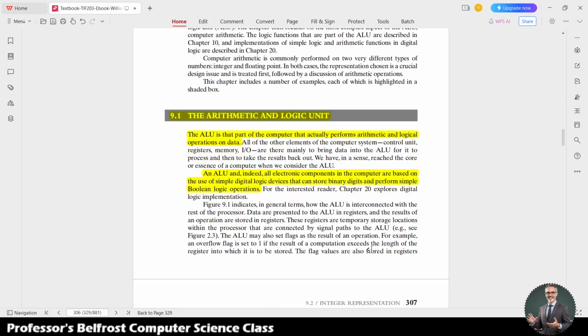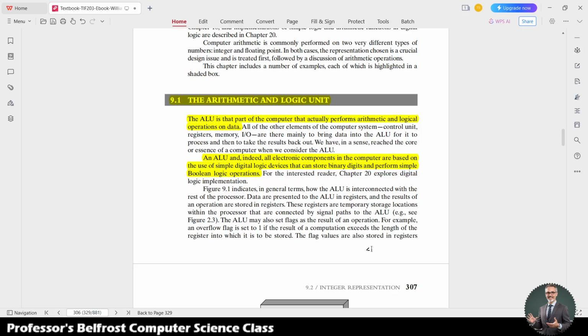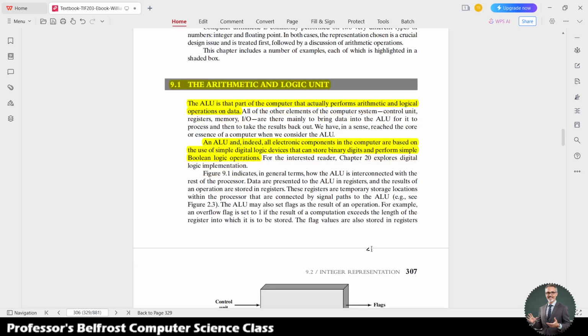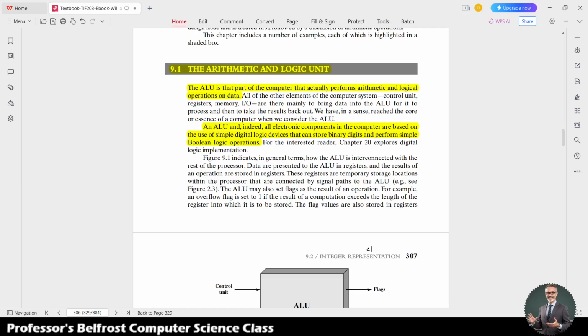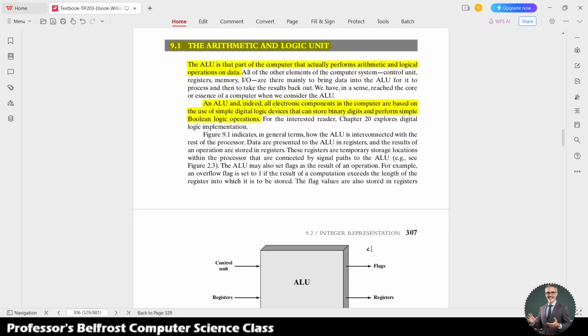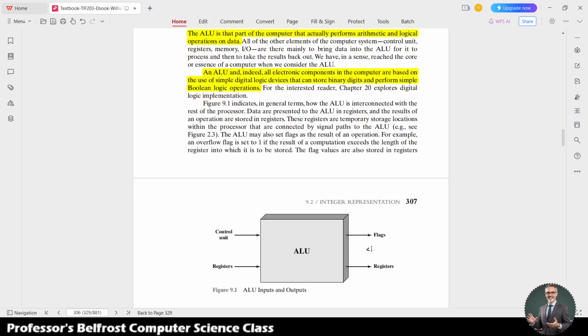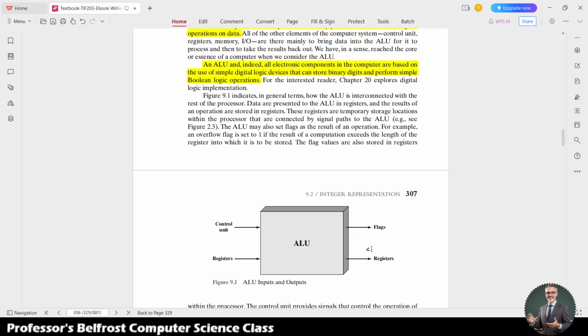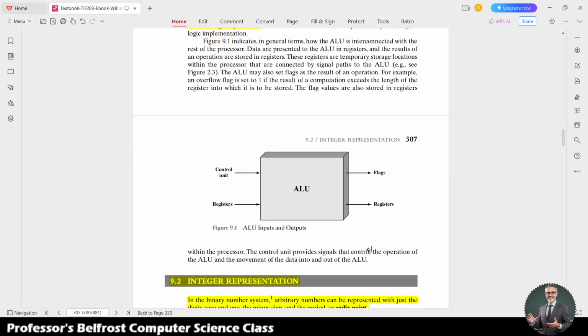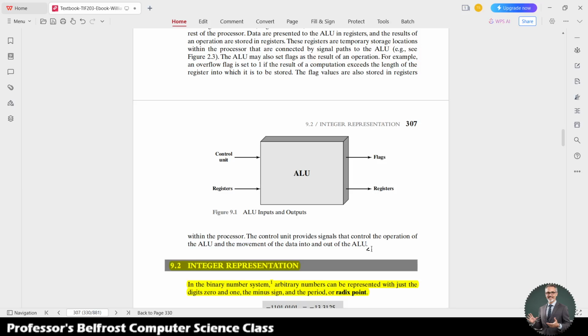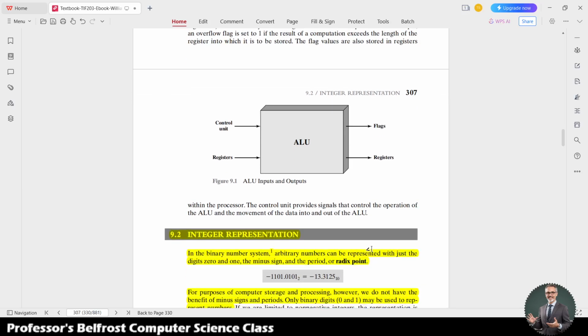The first thing we need to understand is that the ALU is the part of the computer that actually performs arithmetic and logic operations, as its name suggests. Indeed, all electronic components in a computer are based on simple digital logic devices that can store binary digits and perform simple Boolean logic operations. Here is the interconnection: the ALU inputs are the control unit and registers, while the outputs are flags and registers.